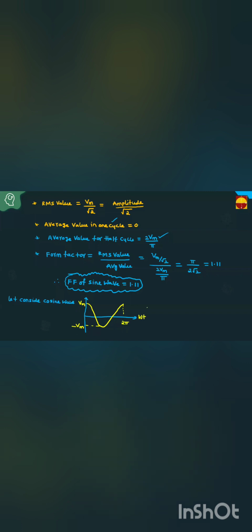For this case also, what is the amplitude? Amplitude is Vm. RMS is Vm by root 2. Peak to peak value is 2 Vm. Same points are applicable. Only the instantaneous value is different. If you take the instantaneous value, V of t is Vm cos omega t. This is in terms of cosine.